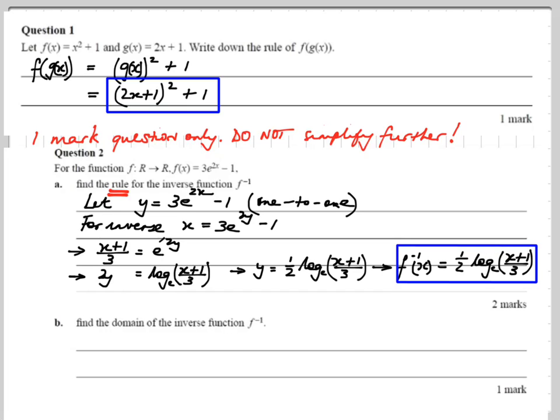By the way, you should put a box around your answers, because they like to see where the finishing point is in the question. A lot of students just sort of go all over the place, and the examiners can't work out where the answer is.